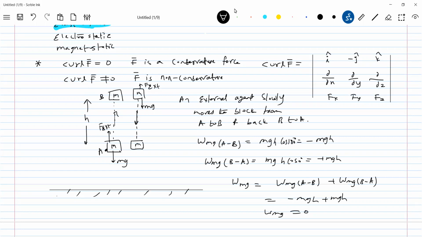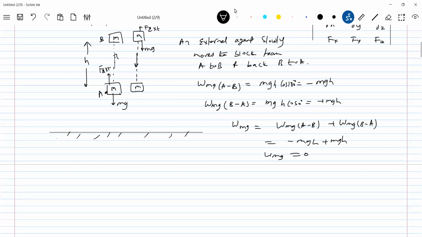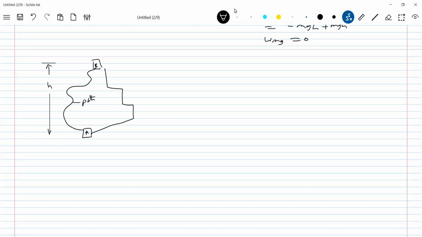Sir, you took it vertically. Why don't you take some arbitrary direction? Okay, let's take that also. So this is the block at A. I will take some arbitrary path. The external agent will slowly lift it along this path, and then again bring it back like this. So there's a path. What is the net work done by the weight? Then also it will be 0.